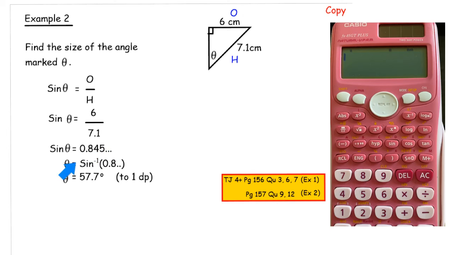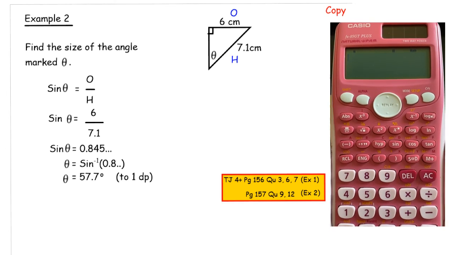And then again, if you remember, to get rid of the sine on this side, we have to do the opposite. The opposite of sine is called inverse sine, or sine minus 1. And to get that, you press the shift button on the calculator. So I'll show you me doing the calculation.